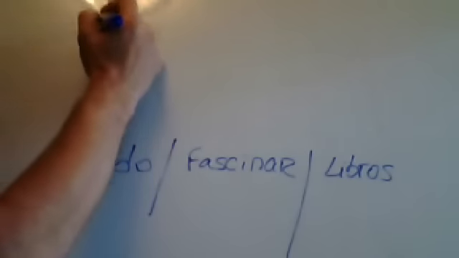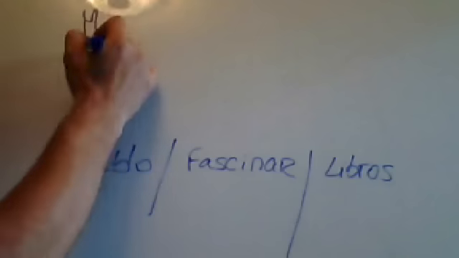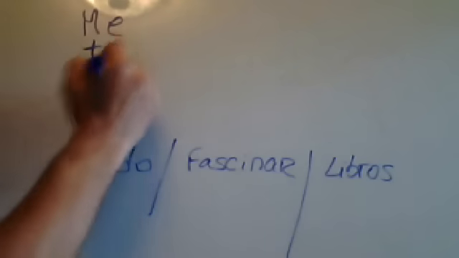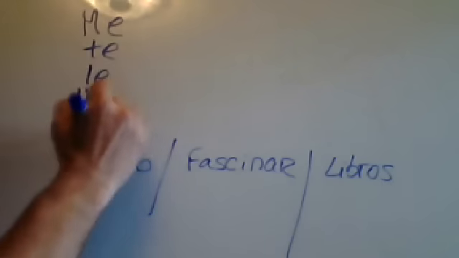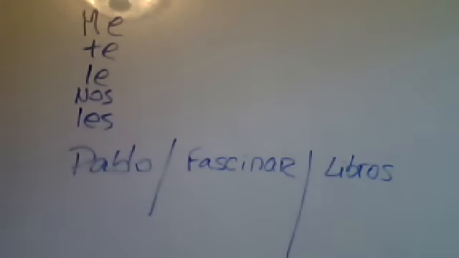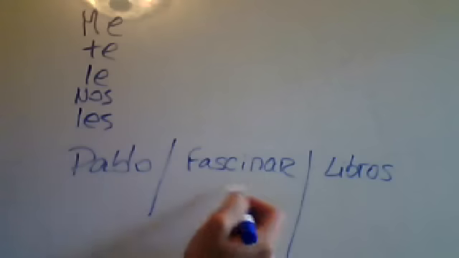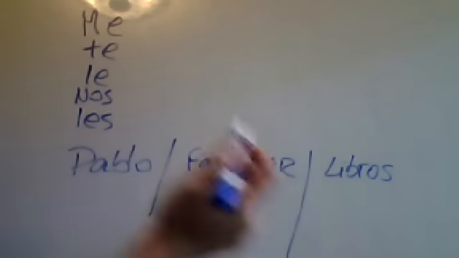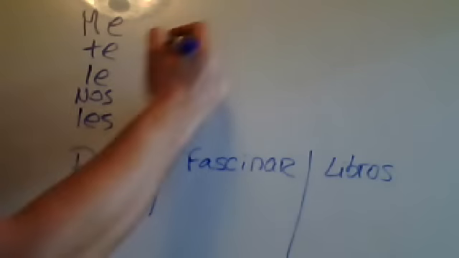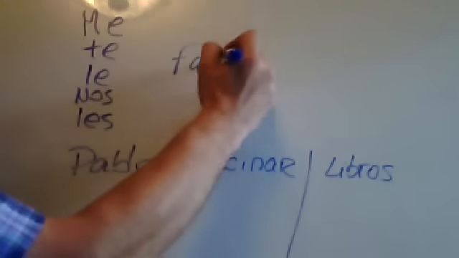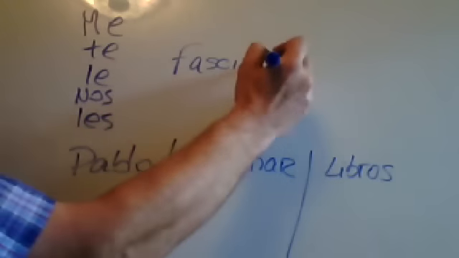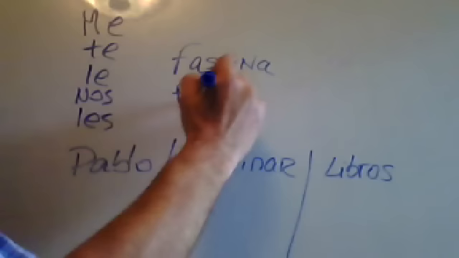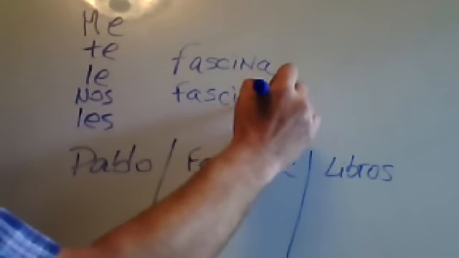In order to remember how to conjugate a verb like gustar, we need to remember that first of all we will use the pronouns me, te, le, nos, and les. This is the first thing we should use to conjugate a verb. Let's use the verb fascinar. Okay? Entonces, I will use one of these. I have two conjugations: fascina or fascinan.